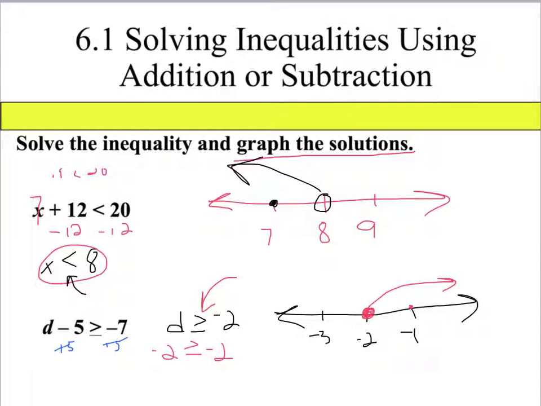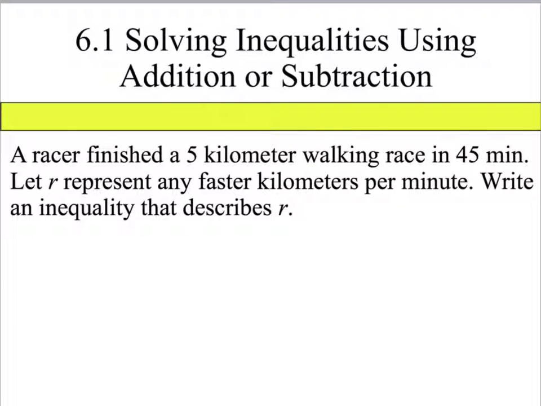Okay, one common mistake is to plug this negative 7 in instead of negative 2, and we don't want to do that. You want to solve for the inequality, or solve for the answer that you get. This is my answer. D is greater than or equal to negative 2. So that answer, we graph my answer, not the problem.